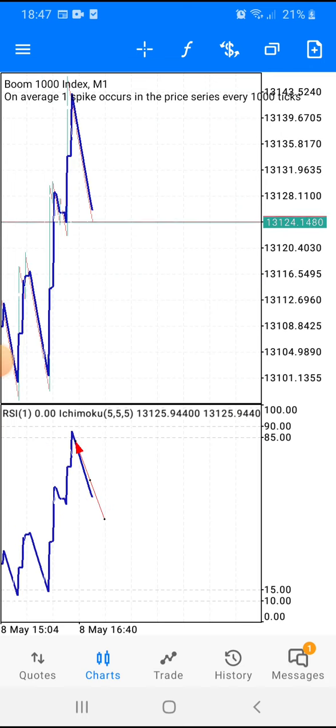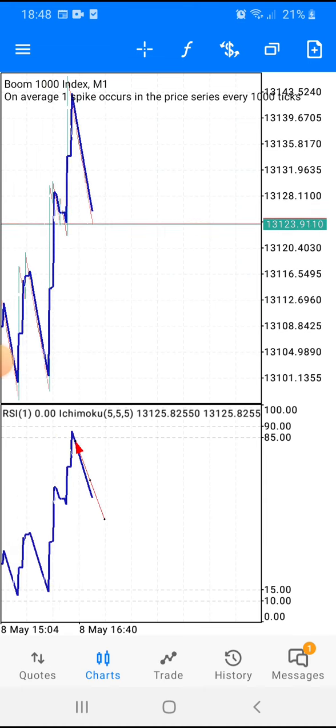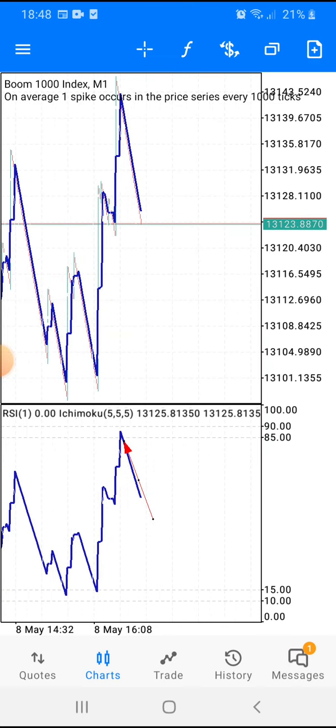You know that in Boom 500 it trends, and the spikes don't happen that often. So it can trend in this direction for a very long time, then a spike comes after some time. So this is what you can do: you zoom out your charts completely, then zoom in completely.